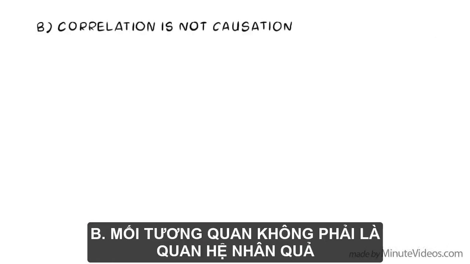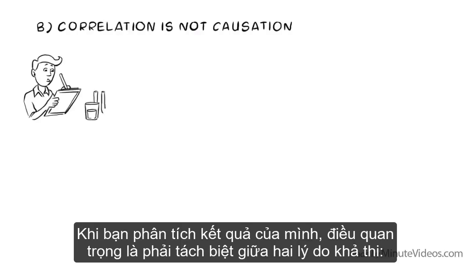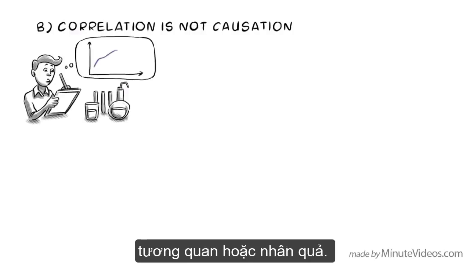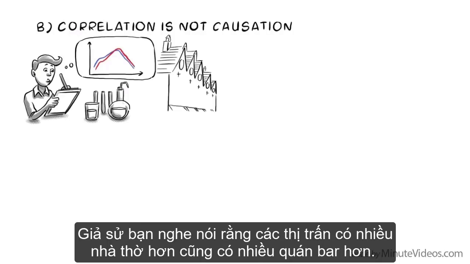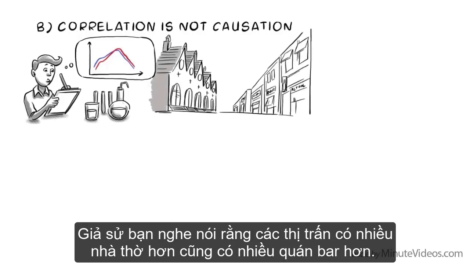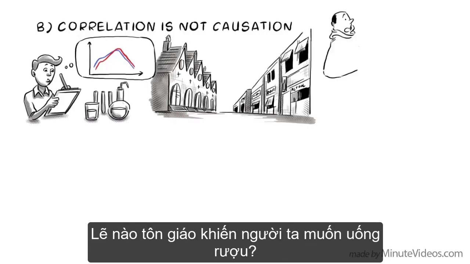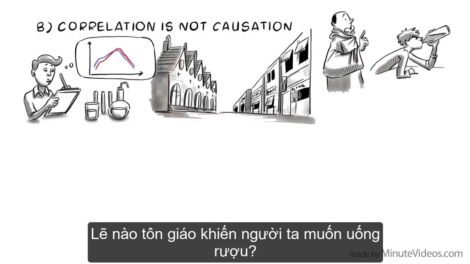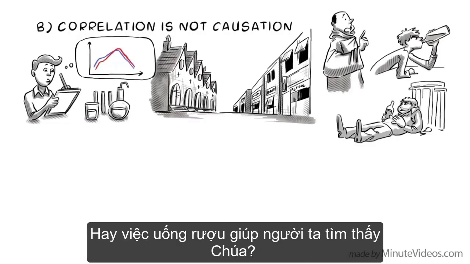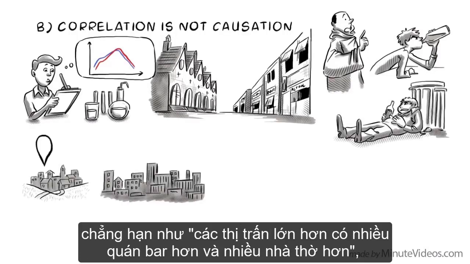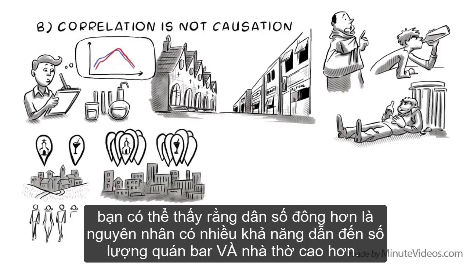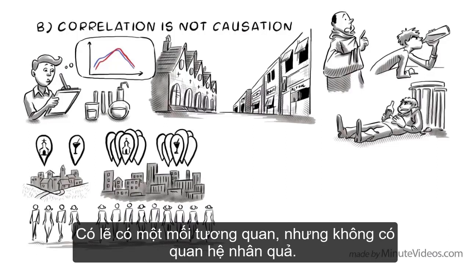B. Correlation is not causation. When you analyze your results, it is important to separate between two possible reasons: correlation or causation. Let's say you hear that towns that have more churches also have more bars. Could it be that religion makes people want to drink, or that drinking helps people to find God? If you add more facts, such as larger towns have both more bars and more churches, you can see that a larger population is a more likely cause of higher numbers of bars and churches. There is probably a correlation, but no causation.